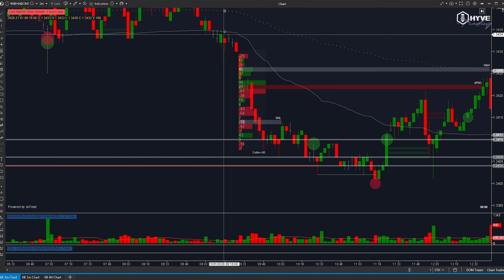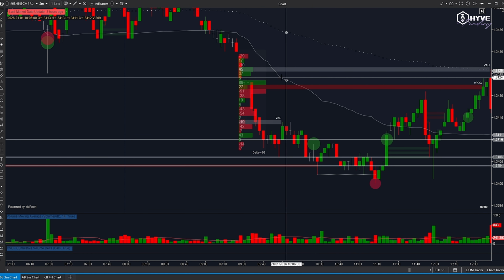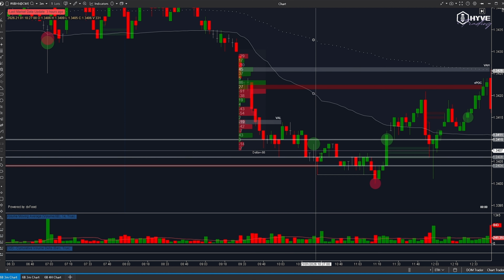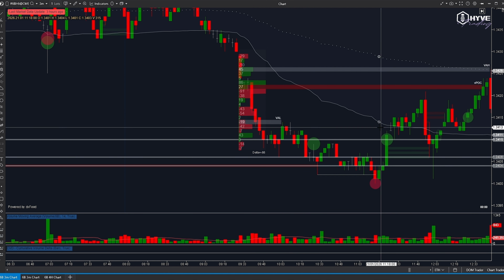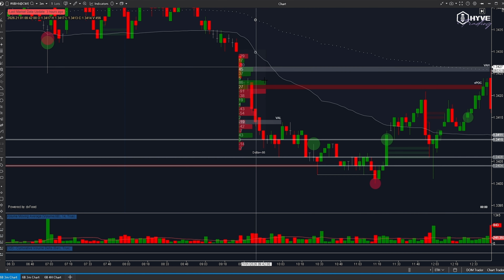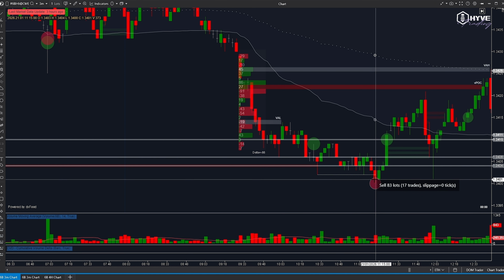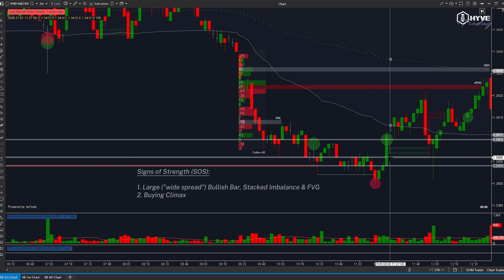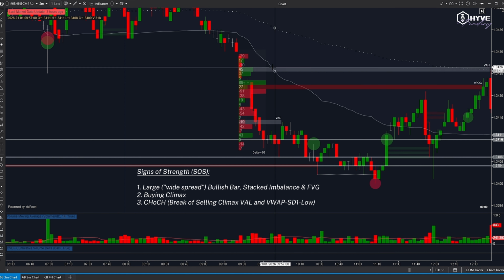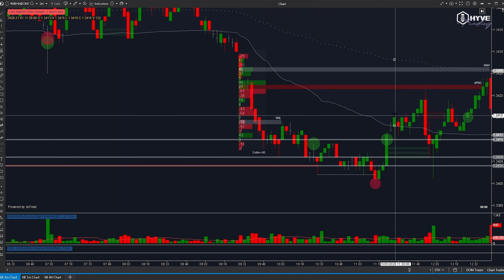As you can see, when price was selling off, it literally traded away from the lower standard deviation band. But now what this means when price gets back above the lower standard deviation band is that the momentum to the downside is starting to dry up, and buyers are essentially taking over and changing the overall momentum of this market. So that was our final sign of strength.